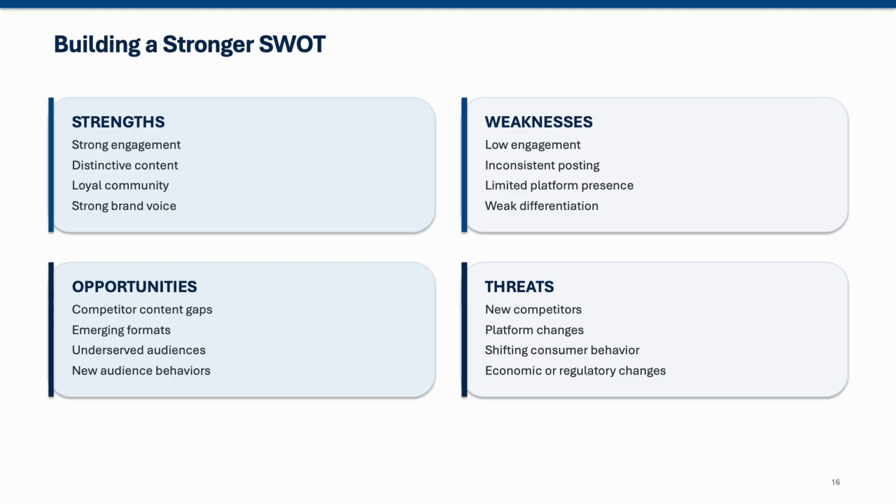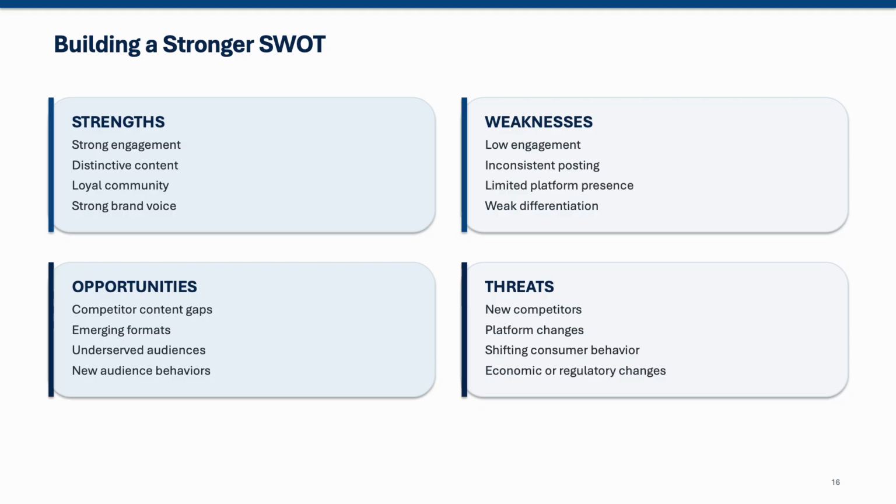Let's make that a little more concrete. A strength might be strong engagement, distinctive content, a loyal community, or a recognizable brand voice. A weakness could include inconsistent posting, low engagement, limited platform presence, or weak differentiation.